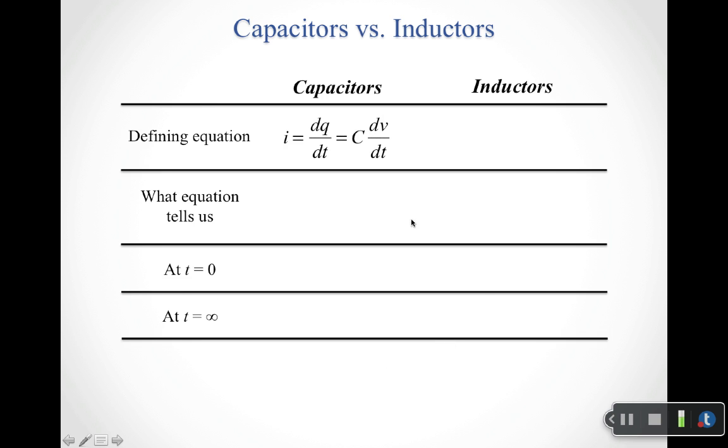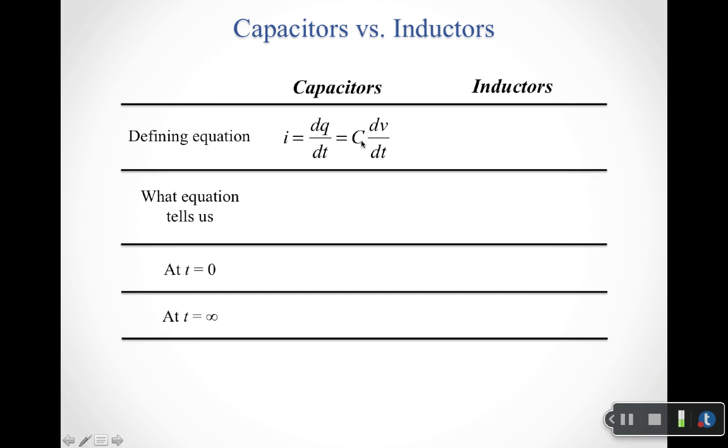All right, and then just some fundamental ideas here. So one, we said the defining equation for capacitors that tells us what's going on is the current as you're charging or discharging a capacitor. So again, this is thinking about capacitors and inductors within transient circuits. So the current that's charging or discharging your capacitor is given by, well, that's just its definition.